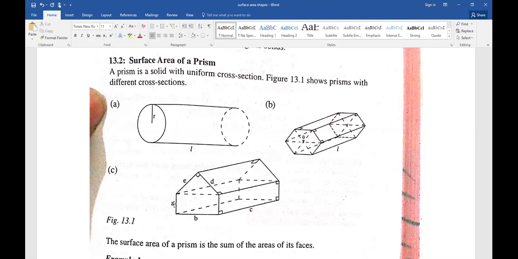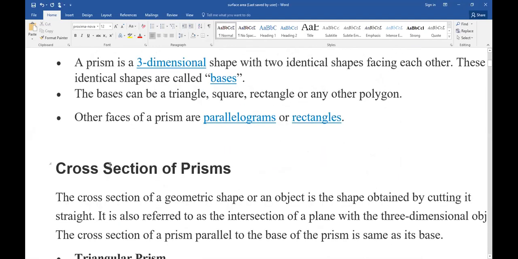Now let us look at C. We have 1, 2, 3, 4, 5. The end here has 5 sides. So we can see here we have a hexagonal prism, and then the other one, the 5-sided figure, is a pentagonal prism.